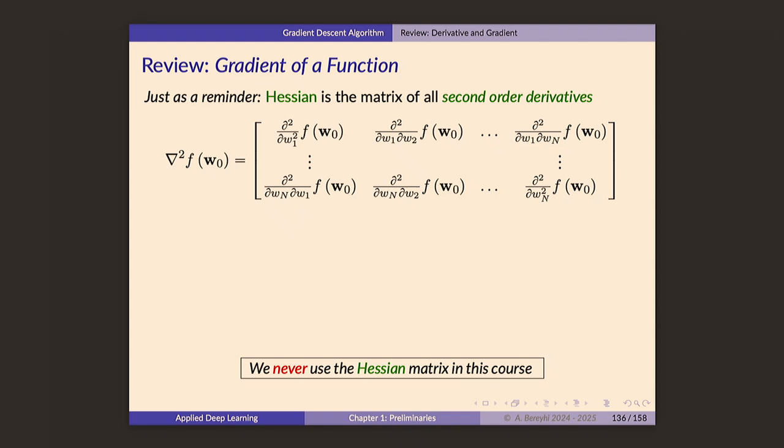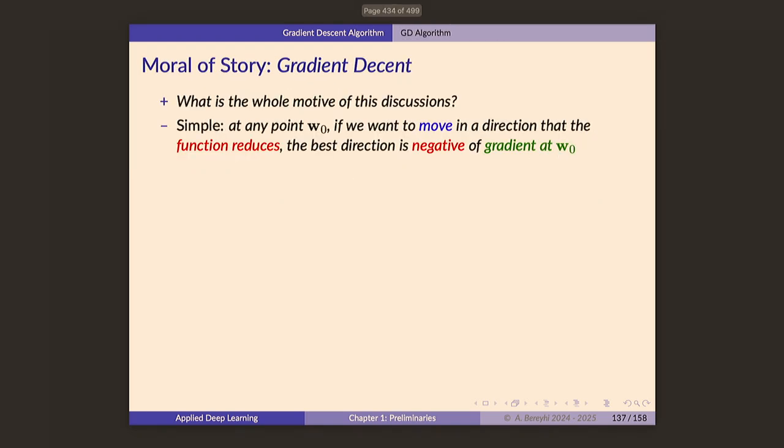But as I indicated here, we are not using it in this course. There are some algorithms, I'm going to mention later in chapter 3, that we call second order algorithms, which use Hessian matrices, but we don't use them in deep learning because it's very computationally expensive. Okay? Great. So that's about this.